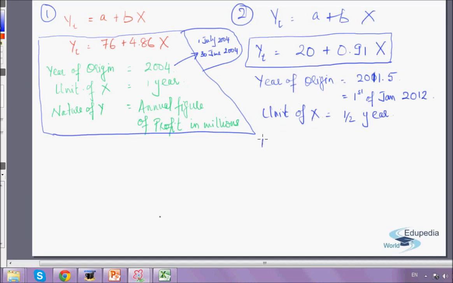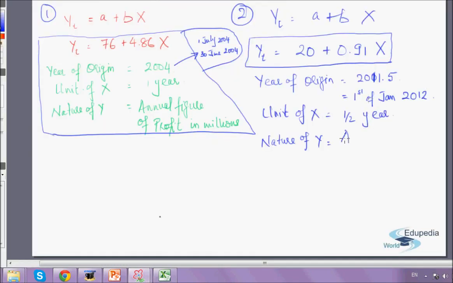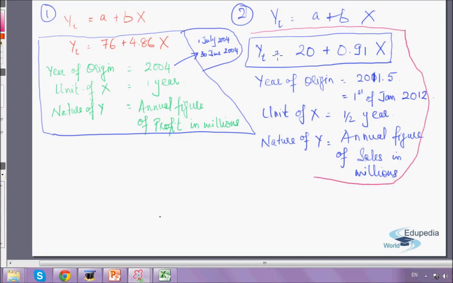And the nature of Y is given in the question. Nature of Y in our case here is the annual figure of sales in millions. Alright, so this is the solution for the second question. This is how we write the answer.